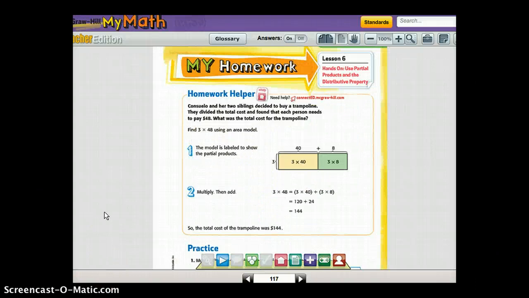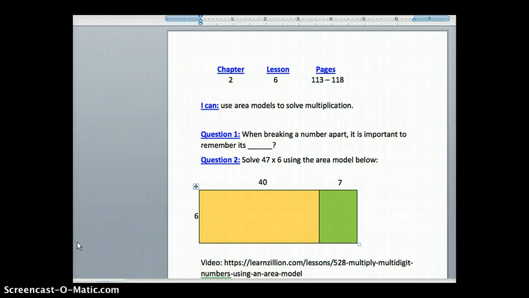Your homework helper on page 117 also walks you through this process. I think the video did a really good job of examples, so we won't go through this one, but you can check that out if you need another example. Alright, so let's look back at our questions. Answer question 1 and 2, please, and you need to work out question 2 and make sure you draw this area model when you're working it out.